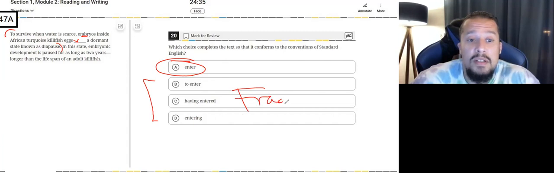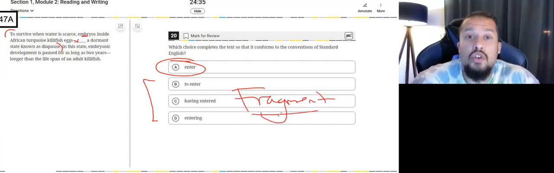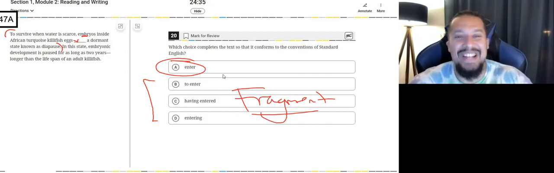They're all fragments. A verb needs to show tense. It's not how it sounds. It's not how it looks. It needs to show tense. Answer A.